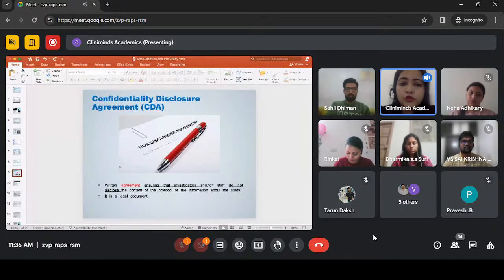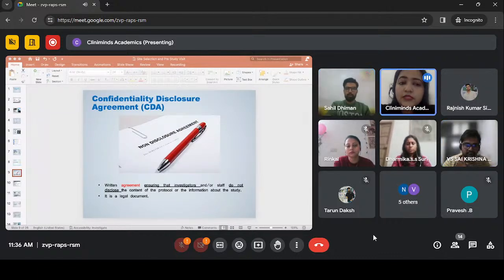So this is the CDA agreement. CDA is also known as a non-disclosure agreement, a legally binding agreement. It is signed between the investigator and the sponsor. What will this agreement state? All the trial-related information shared between the sponsor and the investigator will be kept confidential. Good.